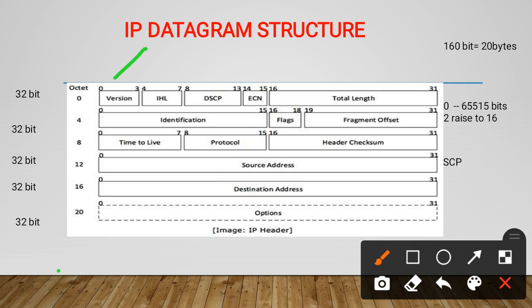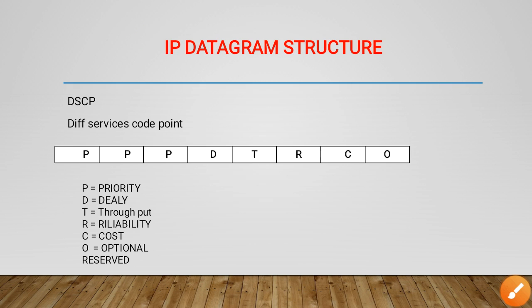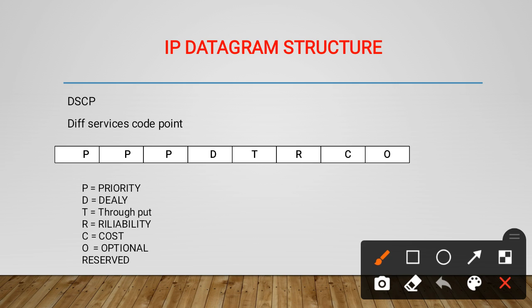What is DSCP? DSCP is nothing but Differentiated Services Code Point. In this there are 8 bits. Among these 8 bits, the first 3 are the priority bits. So with 3 bits, 2 raised to 3 means 8 possibilities, from 000 to 111.